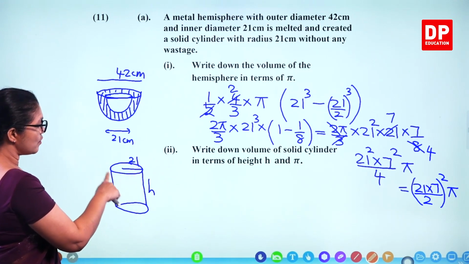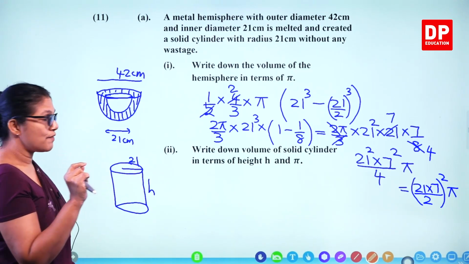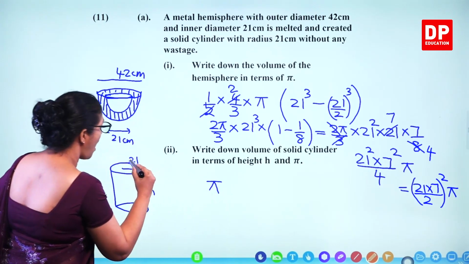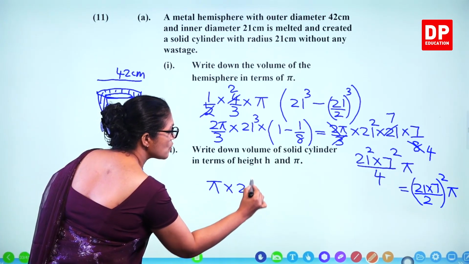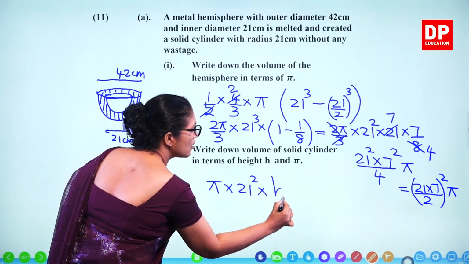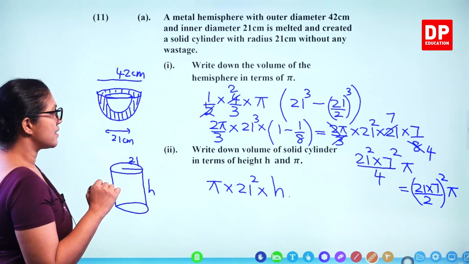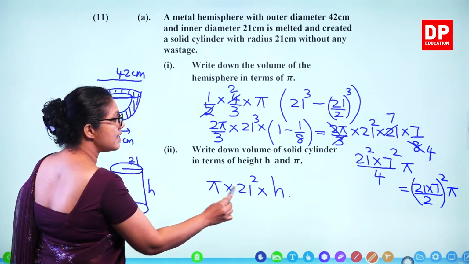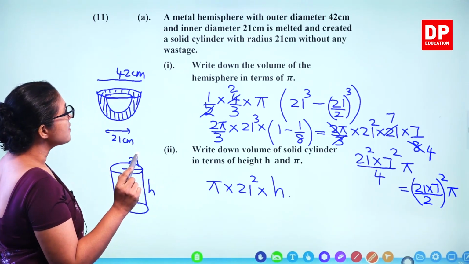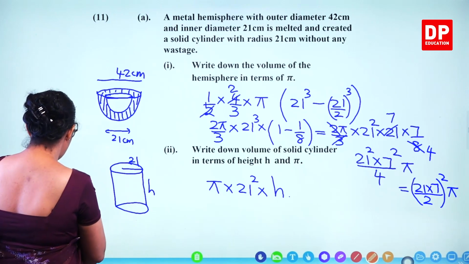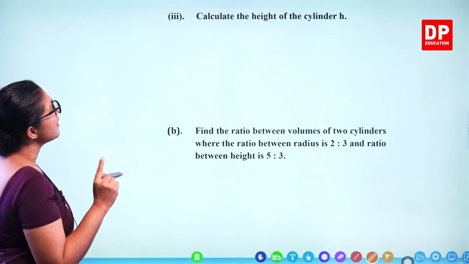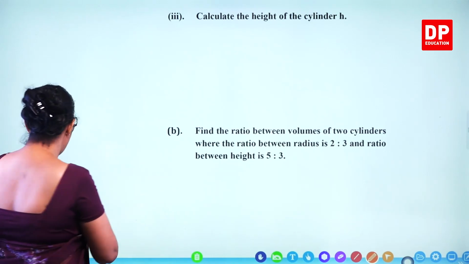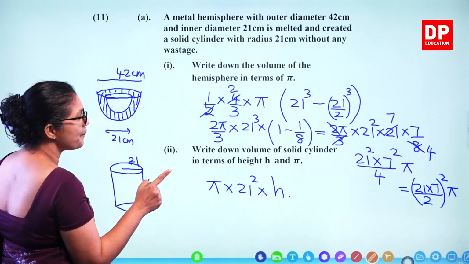So here radius is 21. So what's the volume here? Pi r squared h, so pi 21 squared h. We have to take h as the height, and here radius is 21. So that's 2 parts, and then we'll take a look at the other one. Calculate the height of the cylinder. So now the volumes are equal, so we can equate the volumes.